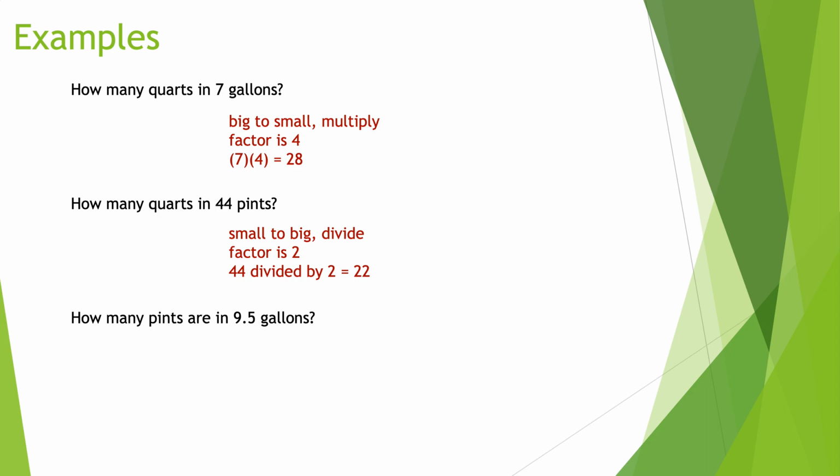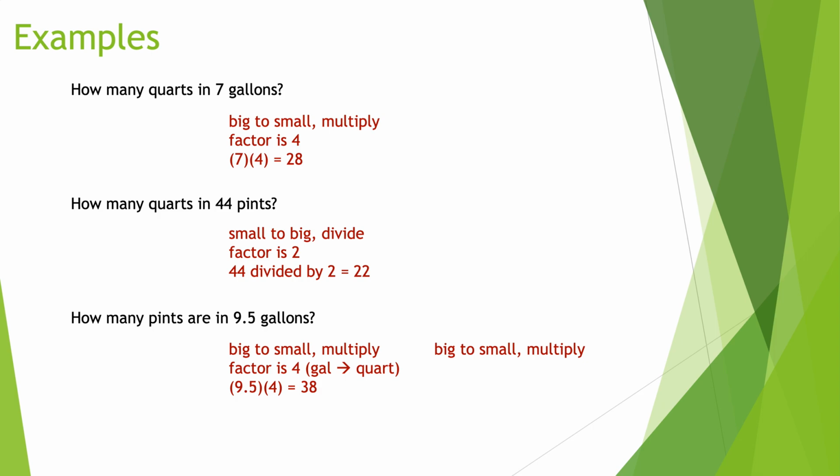And then how many pints are in 9.5 gallons? Well, this is a two-stepper. First, you're going to go big to small when you go gallons to quarts. So the factor is 4. Again, gallons to quarts. 9.5 times 4 is 38. Then you have to go from 38 quarts to pints, which is again going from bigger to smaller. A quart is bigger than a pint. So you're going to multiply. Scale factor is 2. So 38 times 2 is 76.